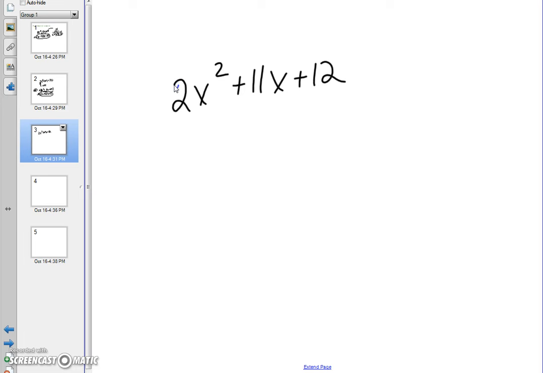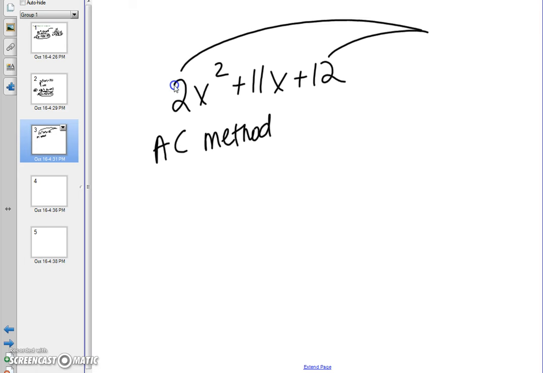Where I see, do 2, 11, and 12 have anything in common? In this case, no, they don't. So what do we do from here? What are the factors that when we multiply those give us that trinomial? How we do that, we call this the AC method. Why? Because we always start out by multiplying A times C, and that's how we're going to find our factors that we can get to be our final answer.